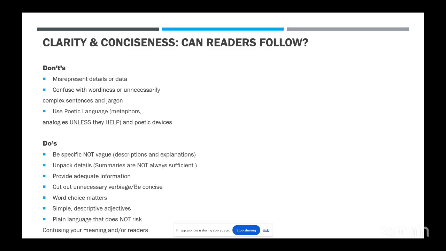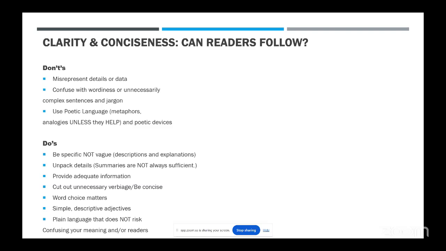Now let's look at this third point, which is a don't. Do not use poetic language, or excessively so. Remember, you want to be candid with your information. You want to be detailed and specific. So you do not want to use metaphors or analogies unless they help the readers. Nor do you want to use poetic devices like rhyming schemes or alliteration either.